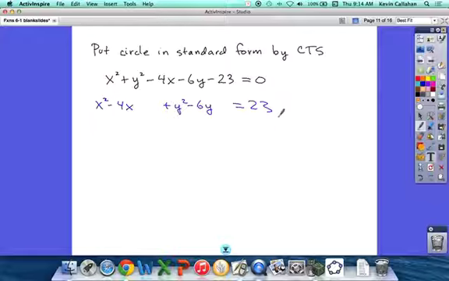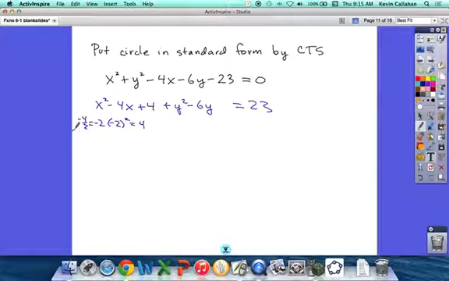So I got the x terms together. I got the y terms together. I left a space to add a constant, which will complete the square, and I moved the 23 onto the other side. If I'm looking at just the x terms here, what would I add to complete the square? Half of negative 4, squared. 4, right? Half, remember, negative 4 over 2 is negative 2. Negative 2 squared is 4, so I add 4.